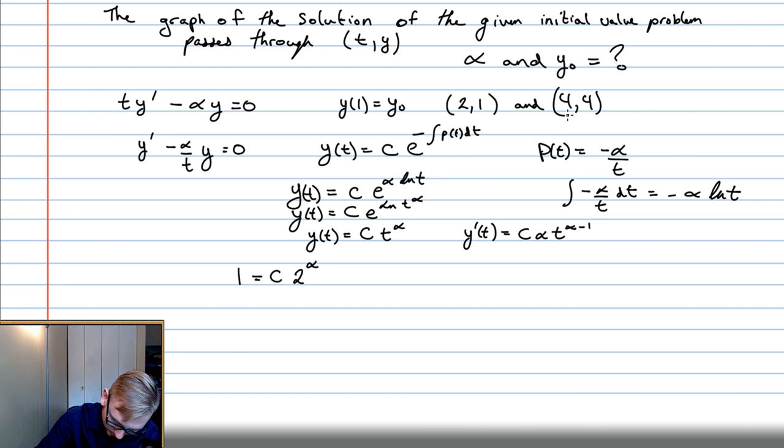And we've got a second point. 4 come 4. So y is 4. And we've got c again. And 4 to the alpha. Then we got 2 equations and 2 unknowns.